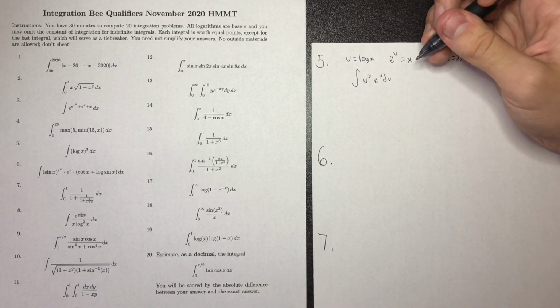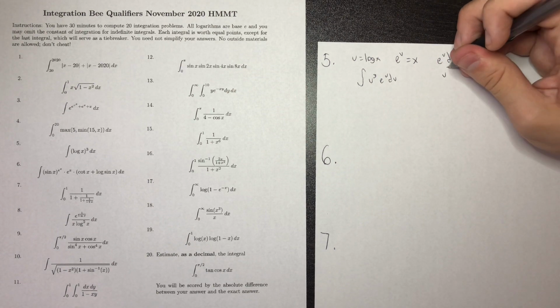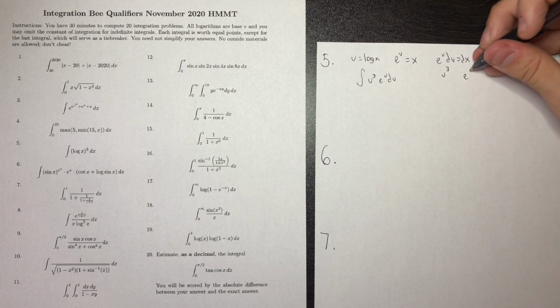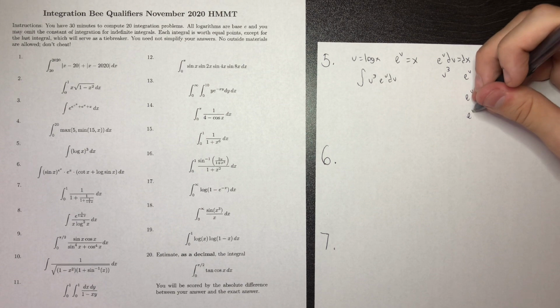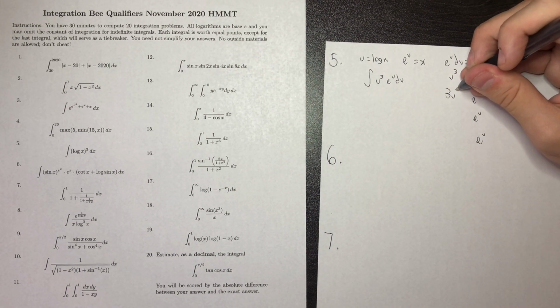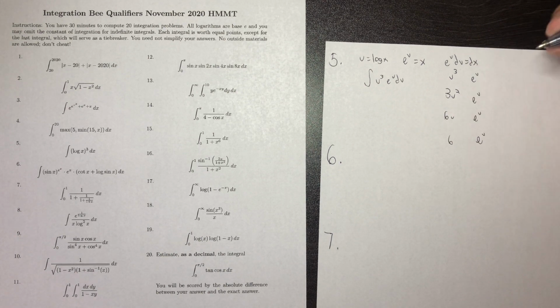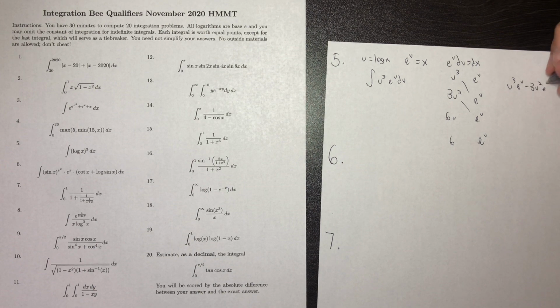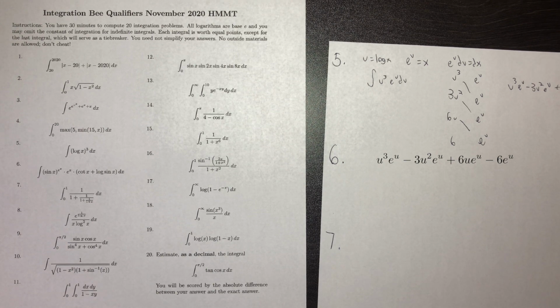Now this becomes a simple integration by parts or tabular. So we're going to differentiate u cubed and integrate e to the u. So integrating e to the u multiple times, it just leaves us with an e to the u. Differentiating u cubed, we'll have 3u squared, and then 6u, and then 6. So going diagonally, we have u cubed e to the u minus 3u squared e to the u plus 6u e to the u minus 6 e to the u.